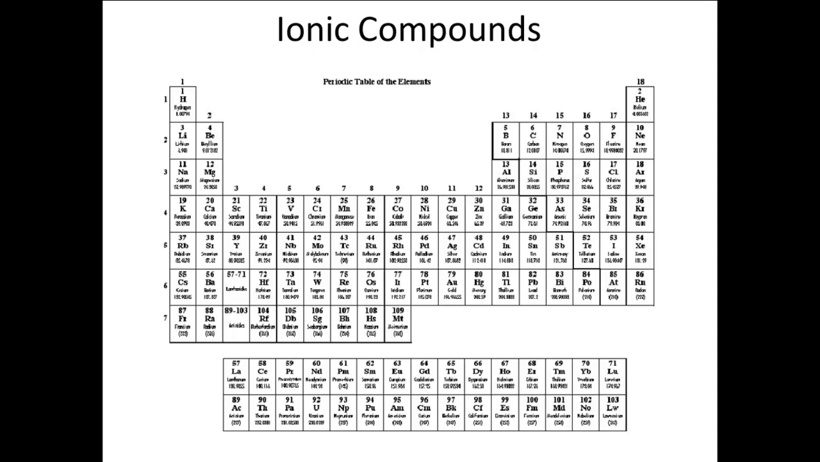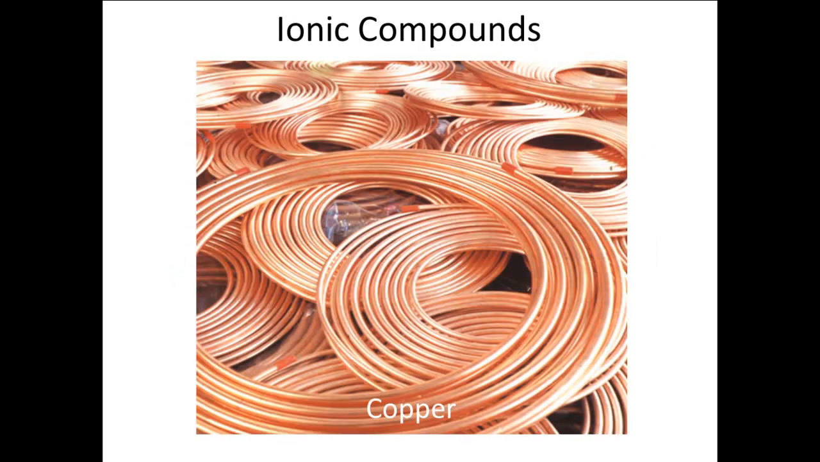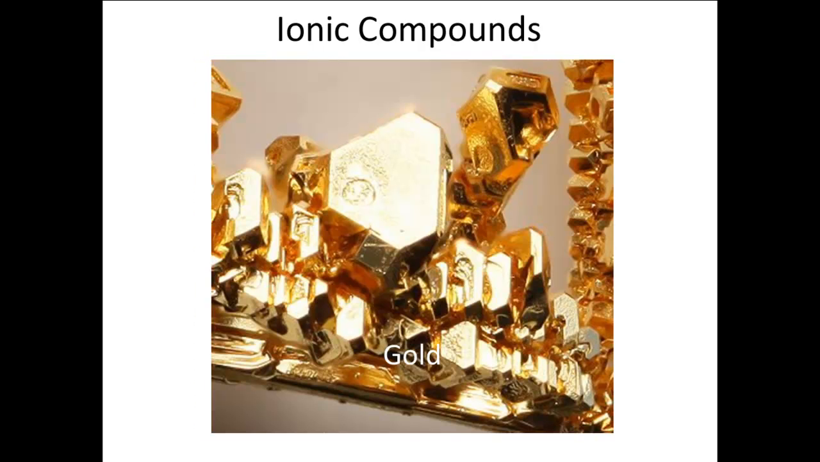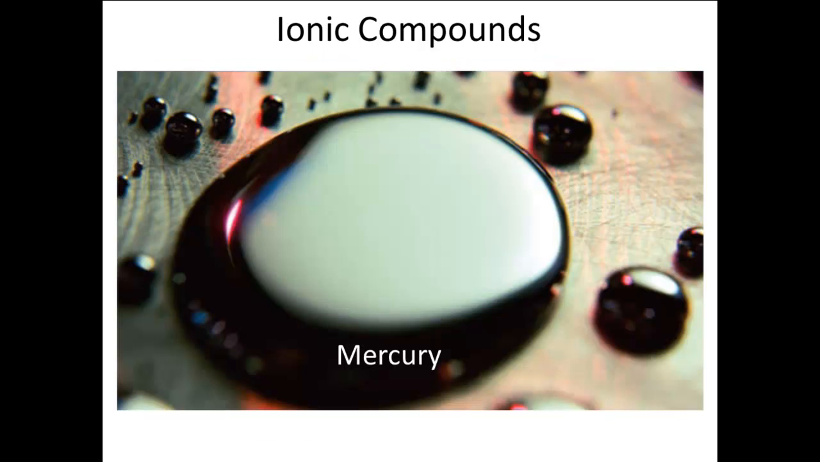We have already identified two basic types of elements, metals and nonmetals. Metals are almost all solid elements that are to the left and bottom of the periodic table. Metals are very common elements, like copper, gold, and sodium. There is one that is a liquid at room temperature, mercury. Metals tend to make positive ions.